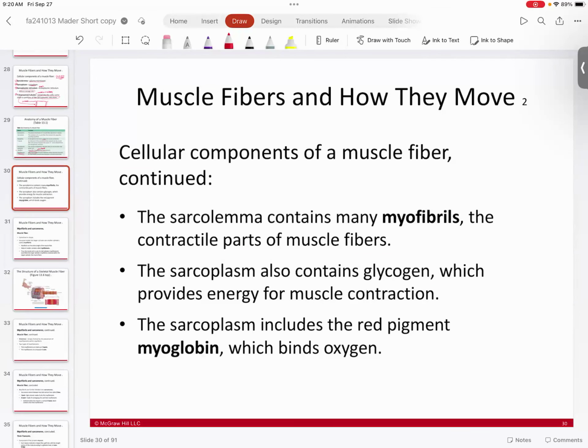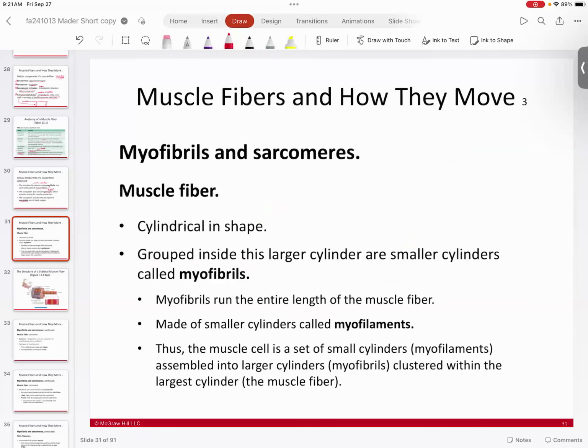So within the muscle fiber itself, you'll see lots of myofibrils. Now, this is a little bit of a weird phrasing in this particular PowerPoint, because the sarcolemma doesn't contain myofibrils. It's the muscle fibers that contain the myofibrils. And the sarcolemma will cover the whole cell, the whole fiber, just like a plasma membrane would do. Now, the sarcoplasm will also have glycogen for energy, and that'll allow you some muscle contraction. And it'll also have myoglobin, which will bind to oxygen and store it for you.